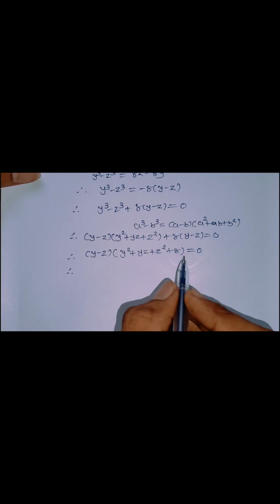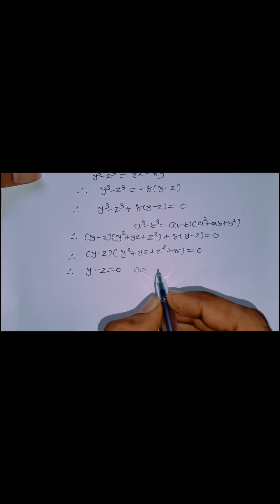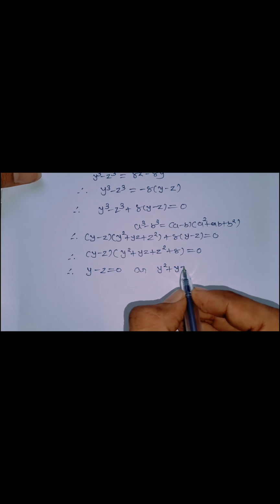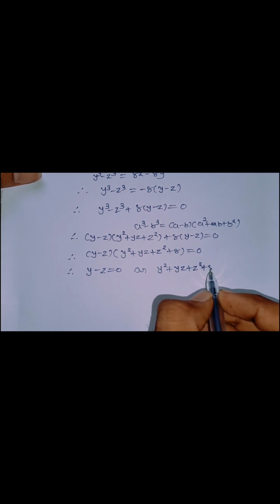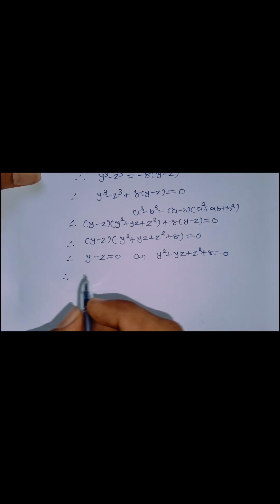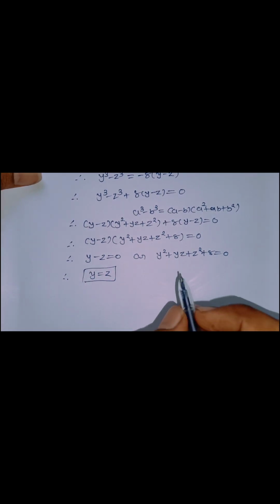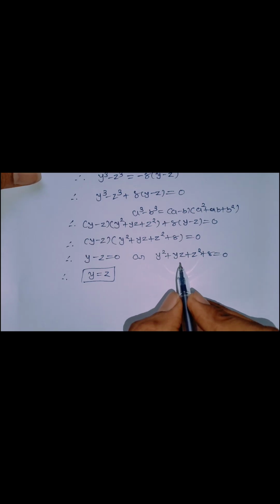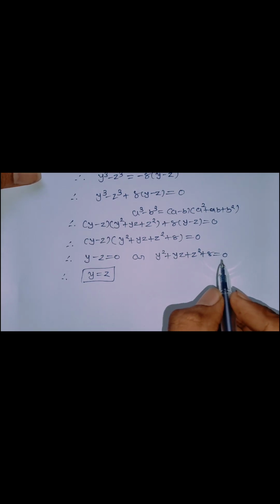Now either y - z is 0 or this factor is 0. Means y - z = 0, or y^2 + yz + z^2 + 8 = 0. Now y - z = 0, therefore y = z. This is one possibility. And the other is y^2 + yz + z^2 + 8 = 0.